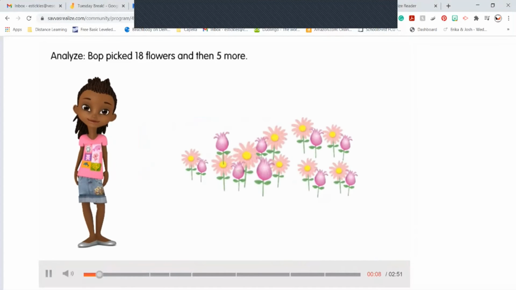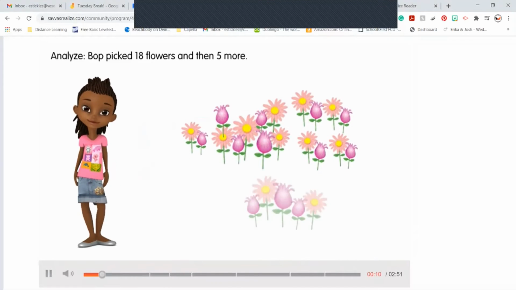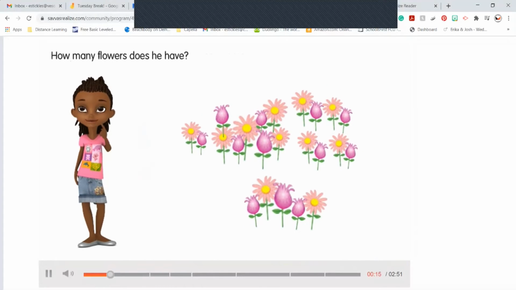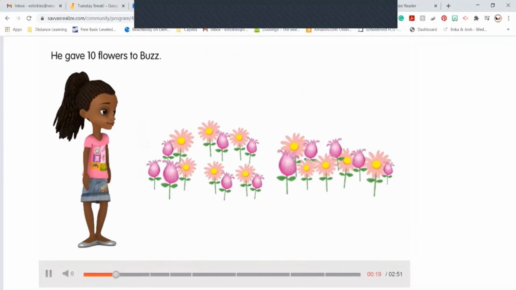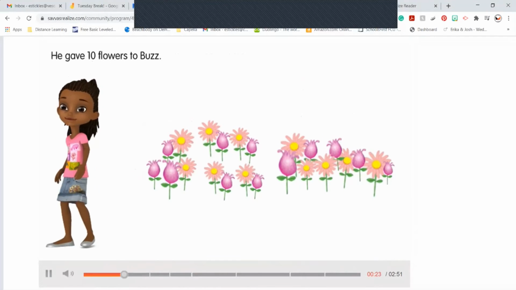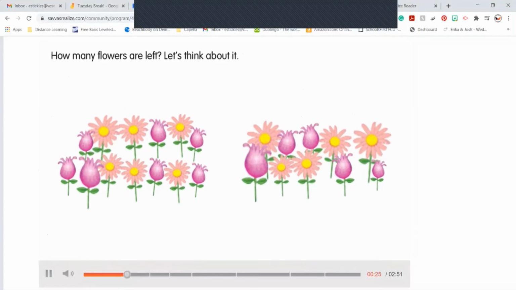Analyze. Bop picked 18 flowers and then 5 more. How many flowers does he have? He gave 10 flowers to Buzz. How many flowers are left? Let's think about it.